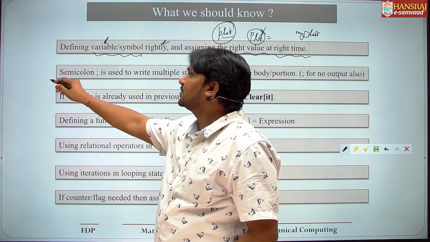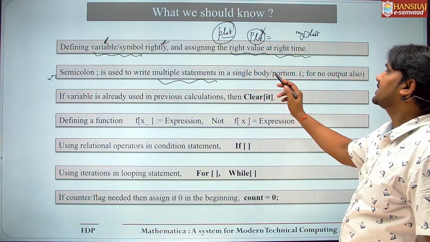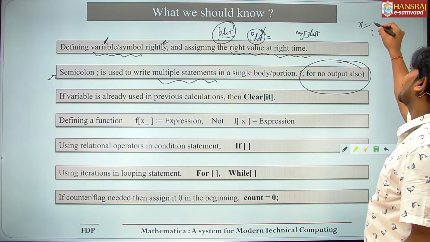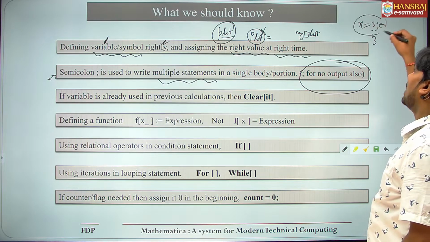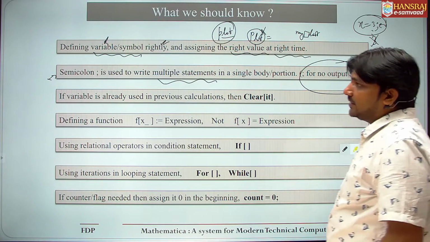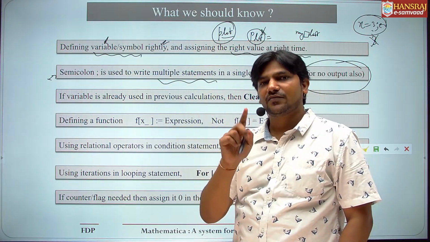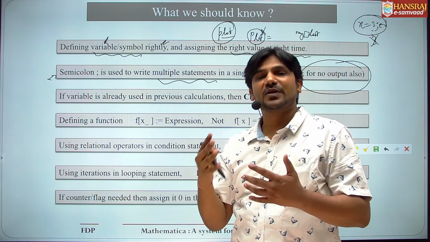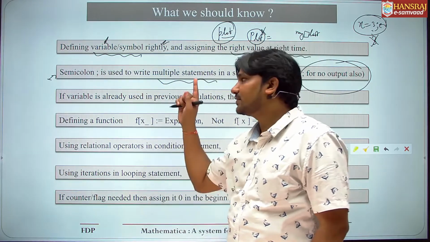The second thing is using the semicolon. Semicolon is used to write multiple statements in a single body portion, and also for no output. If you write x = 3 and execute, your output will be 3, and if you put a semicolon after x = 3, you will get no output. So understand that the semicolon can be used in two ways. The first is for no output, and the second is if you want to write multiple statements or multiple lines in a single block, it can be used that way also.